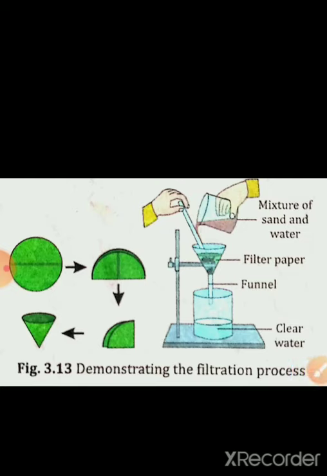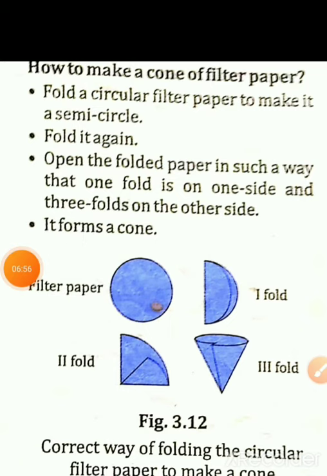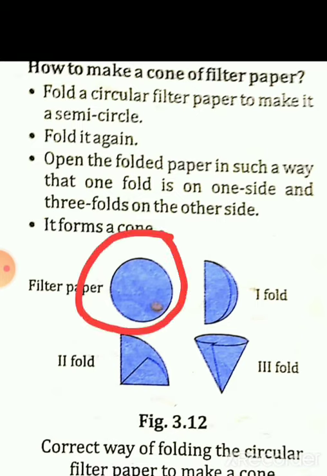So how do we use filter paper to get pure water? Now we are going to discuss. Most filter paper is in circular shape. So here is a circular filter paper. First we have to make it a semicircle, that is the first fold. Only one fold you have to do to make it a semicircle. Then this semicircle is folded again, that is the second fold.